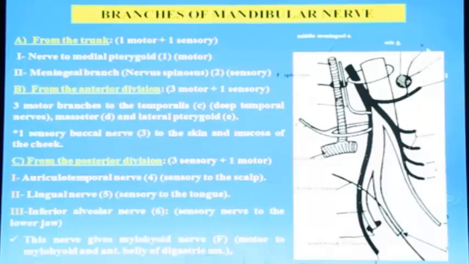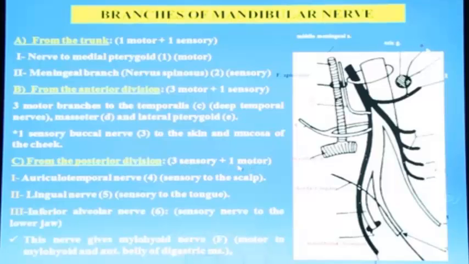Three motor branches: the deep temporal nerve to temporalis, the nerve to masseter, and the nerve to lateral pterygoid. So there are three motor nerves: to the temporalis, the masseter muscle, and the lateral pterygoid, and one sensory, the buccal nerve, to the skin and mucosa of the cheek.